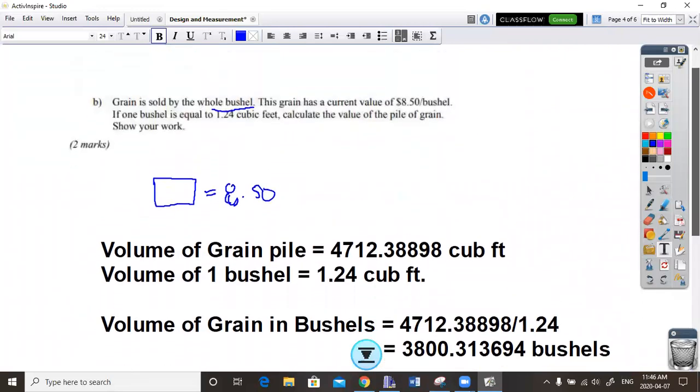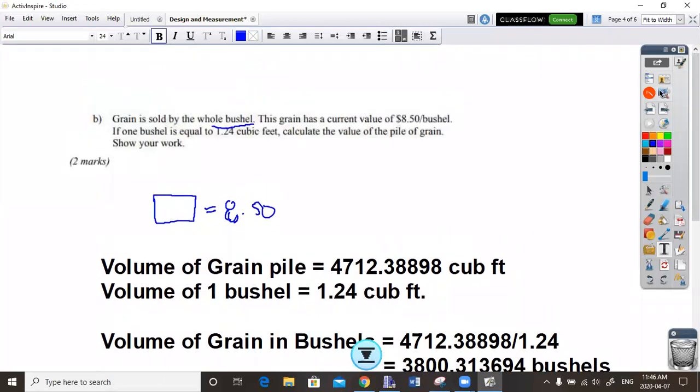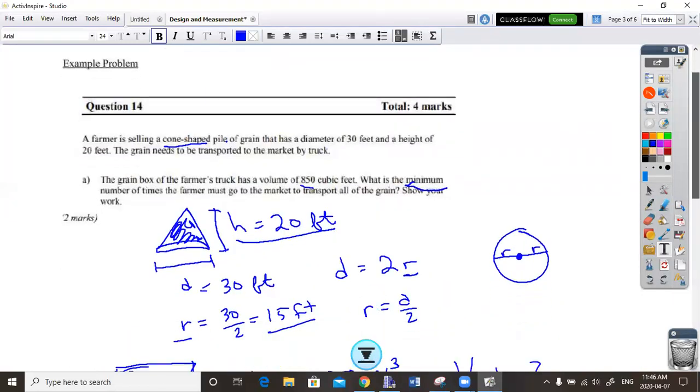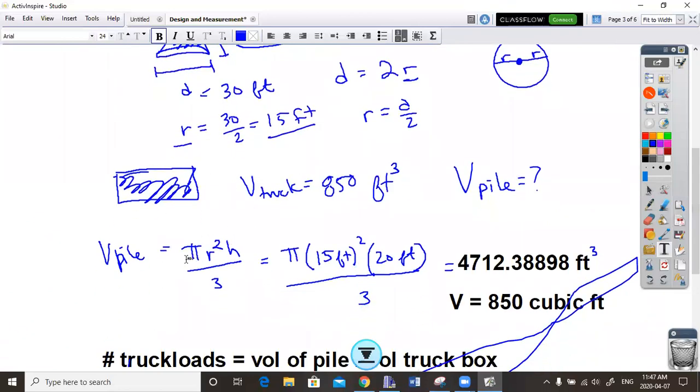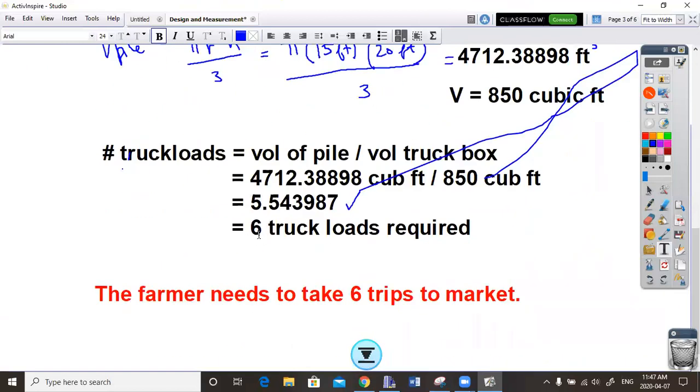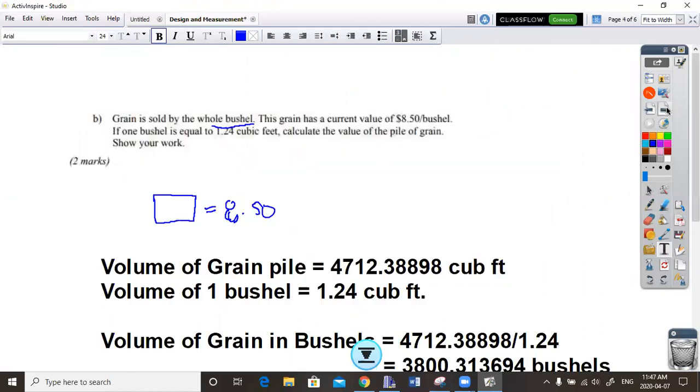So hopefully that makes sense, grade 12s. Typical question here, again, review. Finding the volume of the grain, and then figuring out how many full truckloads it takes, so how many truck trips, and we round it up because we can't leave a portion behind, because we want to sell it to make money.